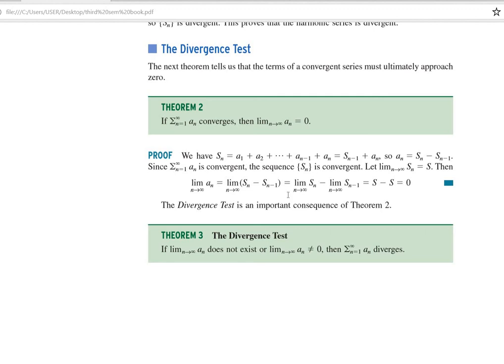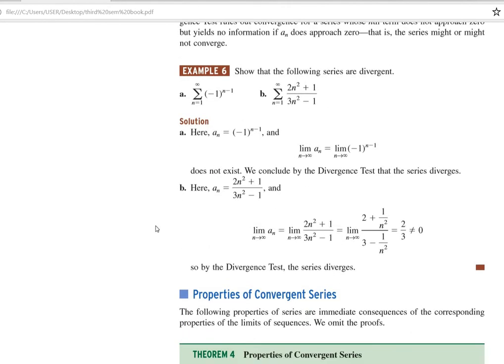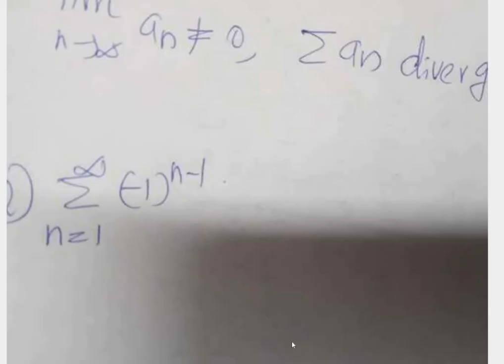This is very simple actually, you have to look through. Okay, so we have to do the problems related to the divergent test. Show that the following series is divergent. Sigma n equal to 1 to infinity of minus 1 raised to n minus 1. Here a_n equal to minus 1 raised to n minus 1.